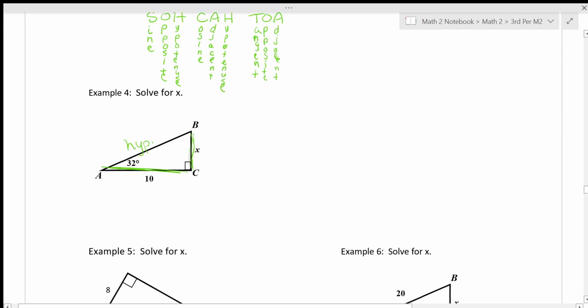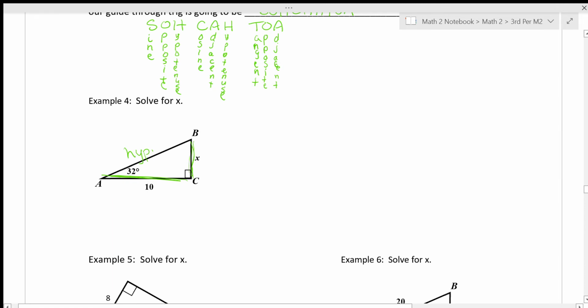So we're not going to be able to use sine or cosine because they both involve the hypotenuse. So we're going to use tangent here. We're going to go tangent of A, which is opposite over adjacent. The opposite side of angle A is side BC, and the adjacent side to angle A is side AC. Then we're going to plug in what we know. We know that A is 32 degrees. So tangent of 32 degrees equals x over 10.